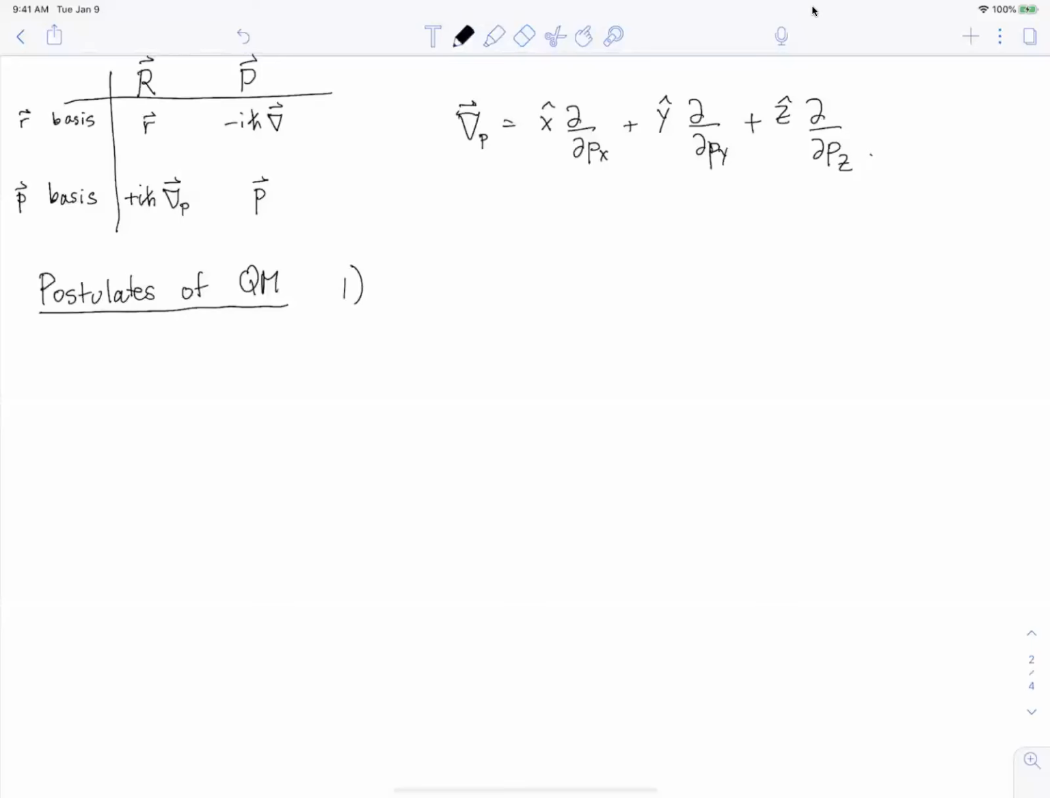Postulate 1 says the state of a system, that could be a particle, a collection of particles, or maybe just the spin of a particle, in any case, is represented by a ket, psi, in a Hilbert space. So notice that this is a postulate, so it's sort of circular. You could say, what is this Hilbert space? It's the thing that represents the state of a system.